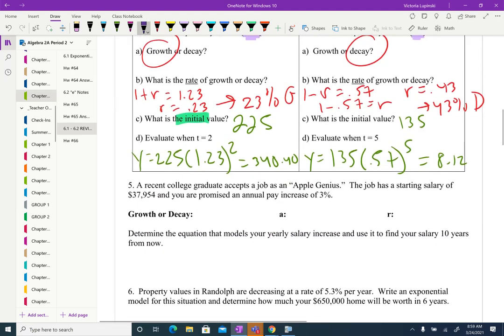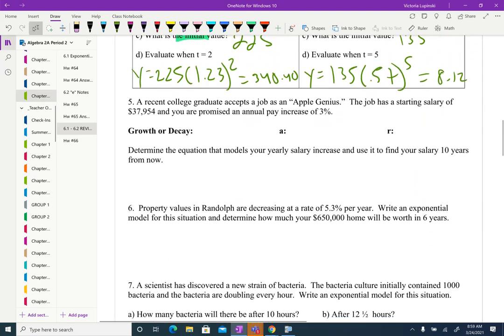Okay, some word problems. A recent college graduate accepts a job as an Apple genius. There's a starting salary of $37,954, and you're getting a pay increase of 3%. Is this growth or decay? This is growth because you're getting a raise. What is the starting value? Your starting salary is $37,954. What's your R? Well, 3%, you're going to write as 0.03.